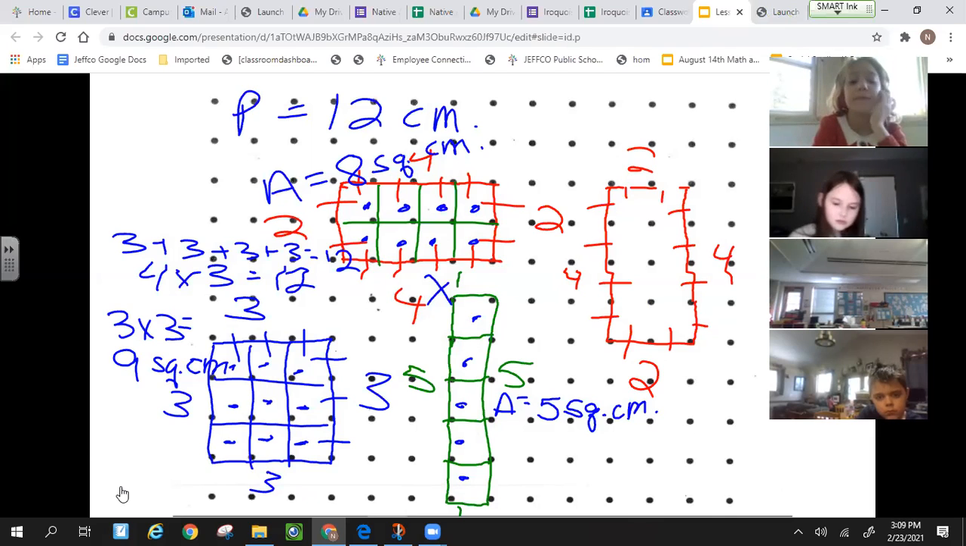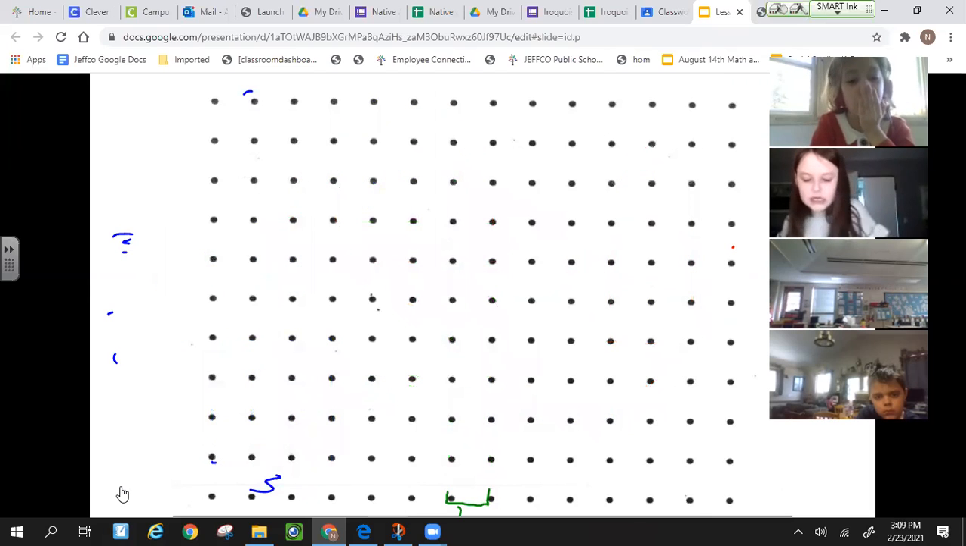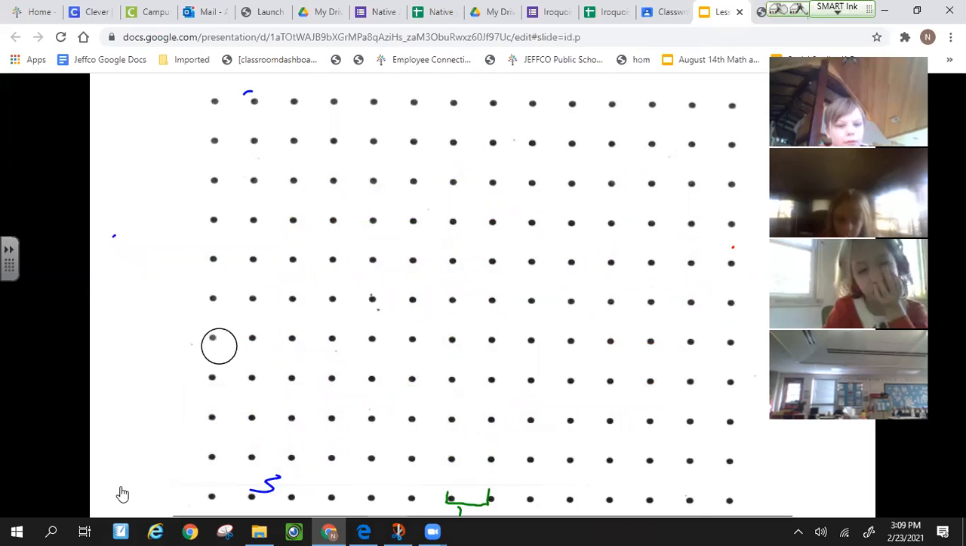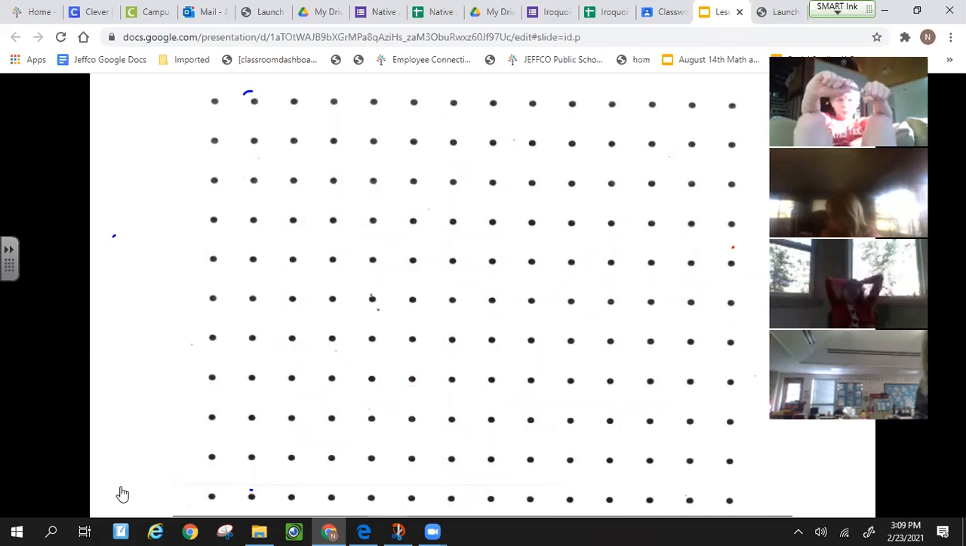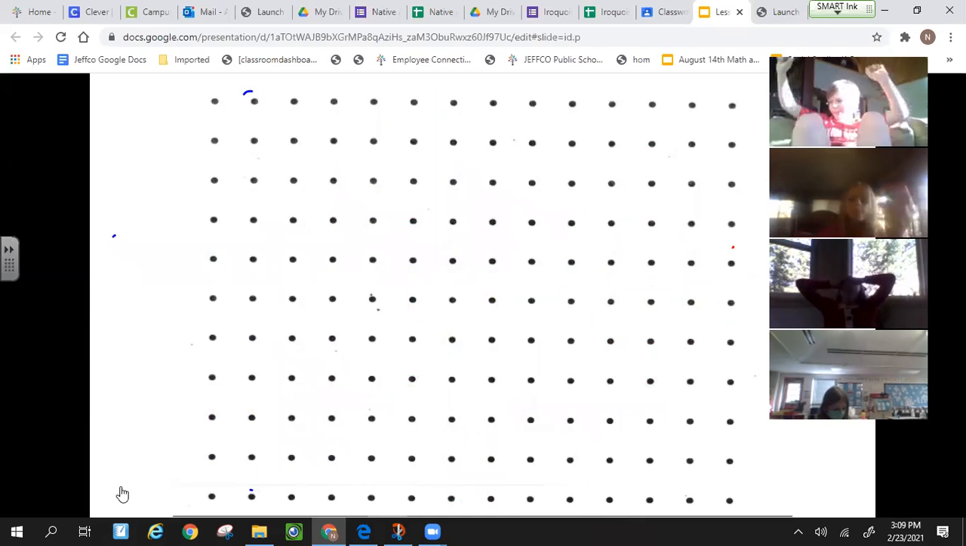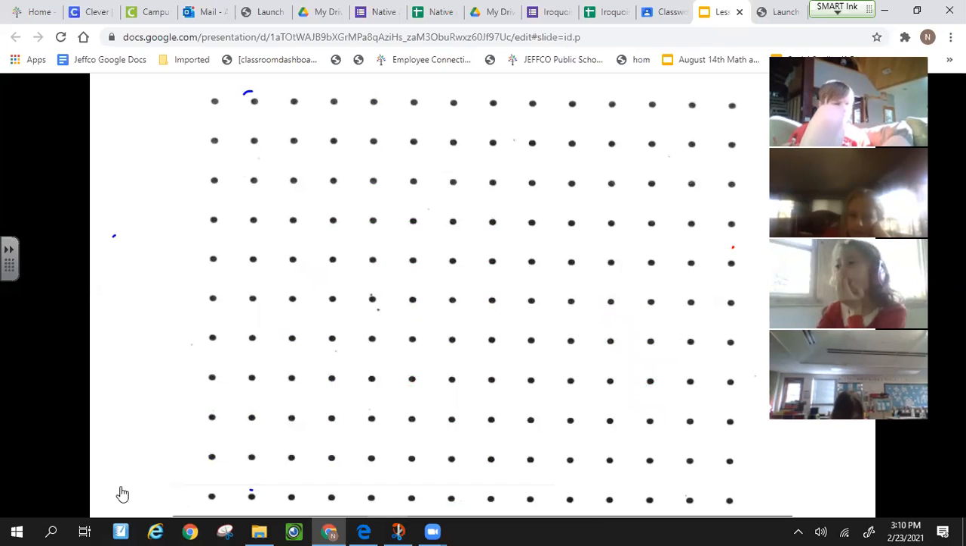Okay, erase your board. Erase your board. Ready to roll? Ready to roll. Now we're gonna try the opposite. Before we even start, I just want to see what you think. If we have rectangles that have the same area, will they have the same perimeter?